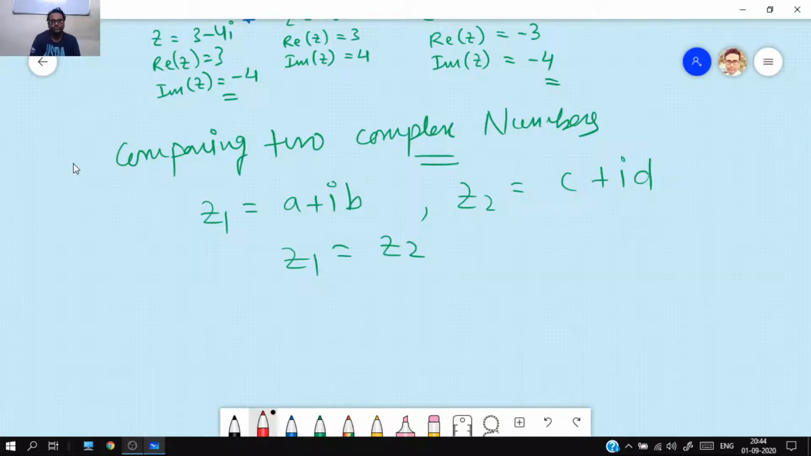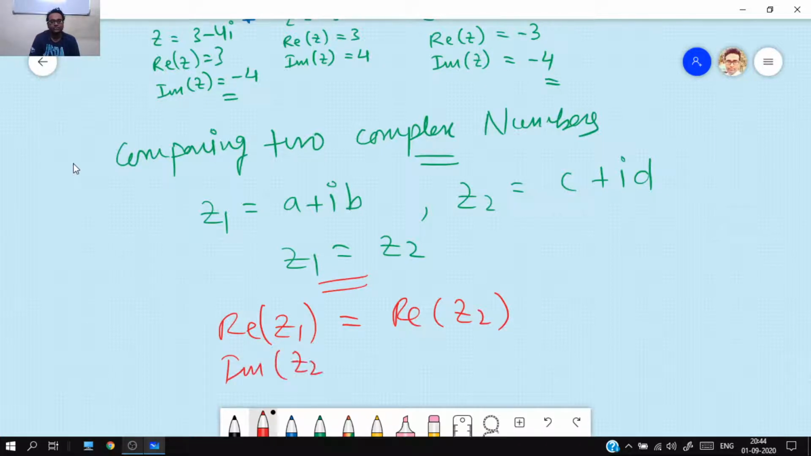Then what we can conclude from this relation, that z1 is equal to z2, is that the real part of z1 is equal to the real part of z2, and the imaginary part of z1 is equal to the imaginary part of z2. Taking these two examples, a plus ib and c plus id, we can conclude that a is equal to c and b is equal to d.